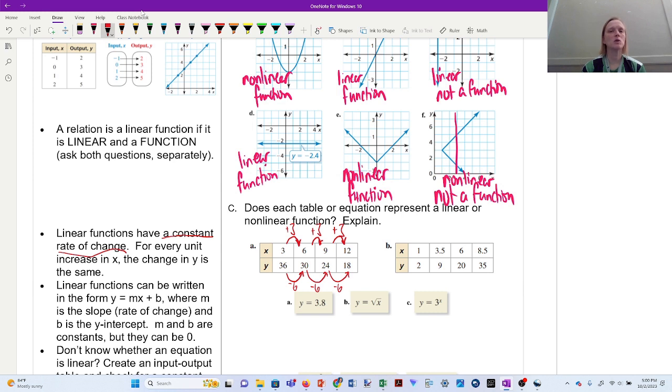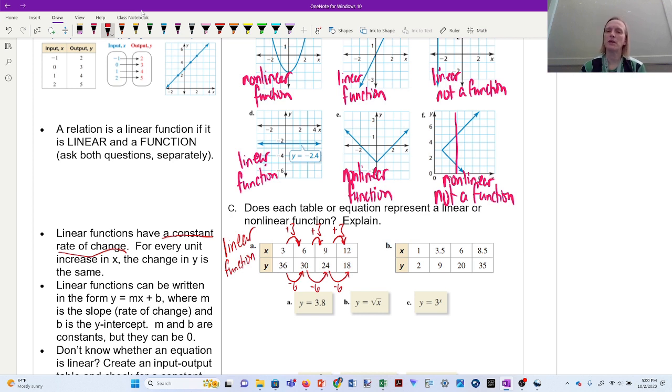When x goes up by 3, which it does here 3 times, y goes down by 6. So this is a constant rate of change. Therefore, this is a linear function, and it's a function. You don't see any repeat x values. Linear function.